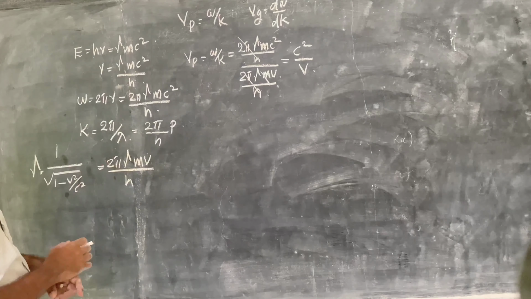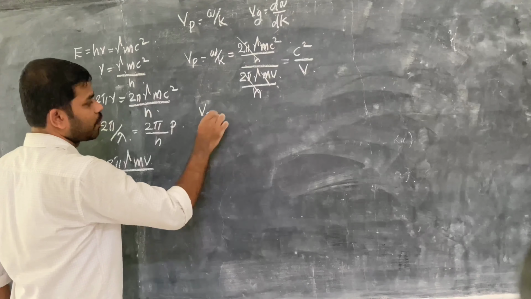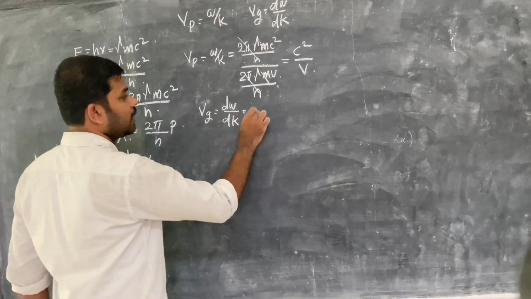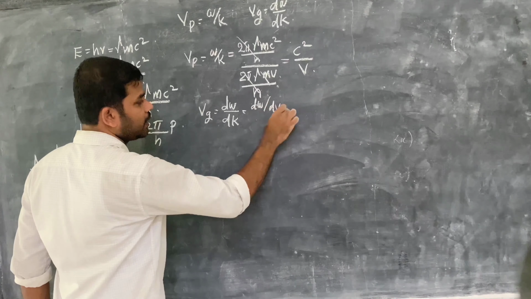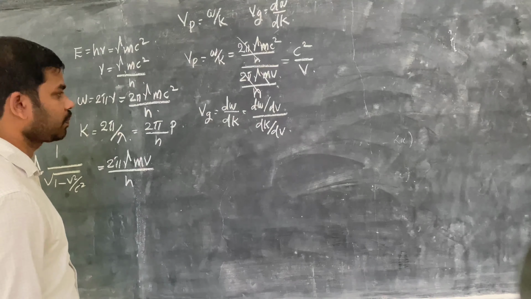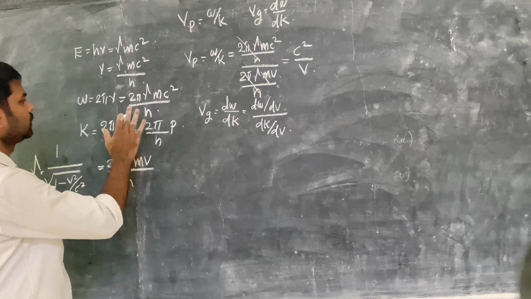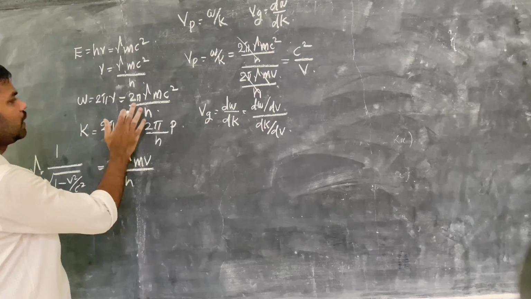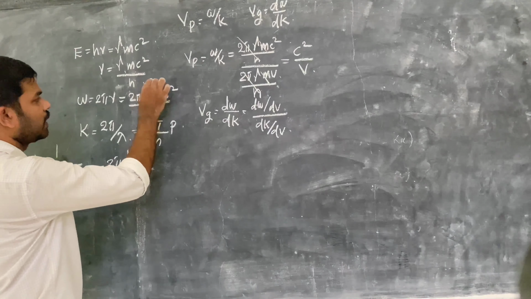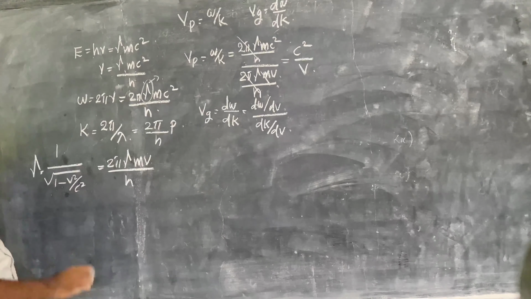Now we want to find the group velocity Vg. Actually Vg is equal to d omega divided by dk. This can be written as d omega divided by dv divided by dk divided by dv. First we want to differentiate omega with respect to velocity. Here we can see that only this term depends on the velocity, because gamma is equal to 1 by root of 1 minus v square by c square.